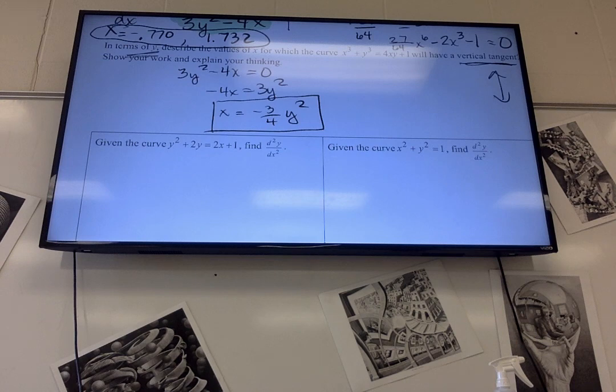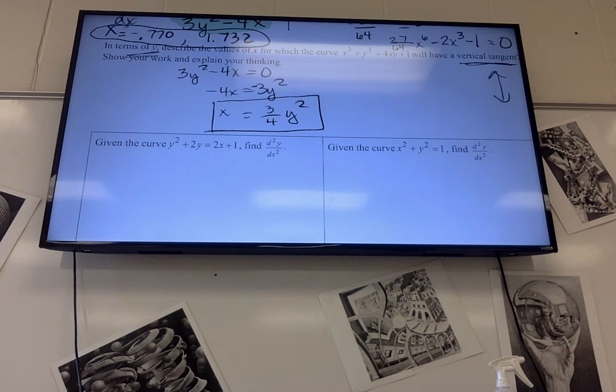Now, given the curve, it says find d squared y over dx squared. It should be positive. Oh, I forgot to move that negative, didn't I? Thank you. I was looking at this, I was like, I'm positive. I do too, on my original paper. Okay.